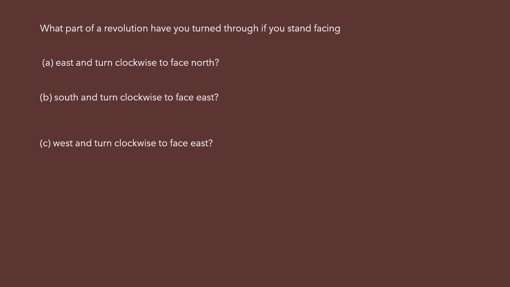Now let us see the questions here. First one is, what part of a revolution have you turned through if you stand facing east and turn clockwise to face north? Here is the first question, we are treating it as A. This is our north. This is our east. North's opposite is south and east's opposite is west. Now we have all these things.